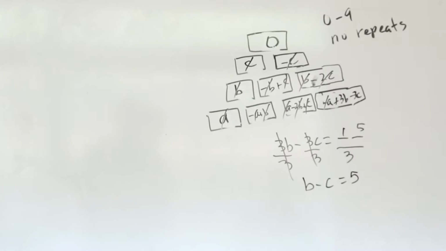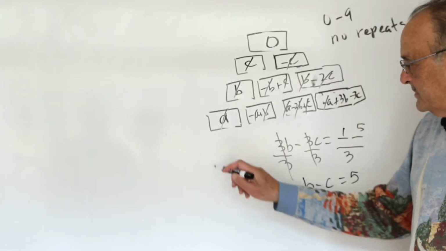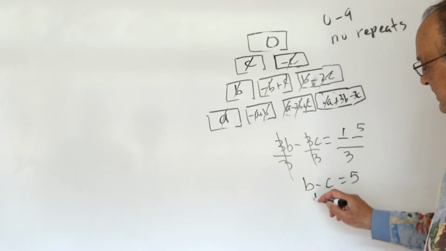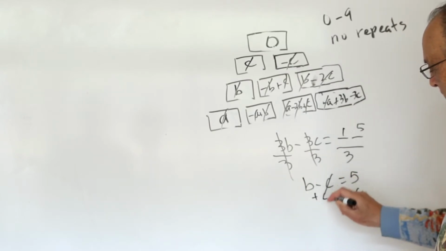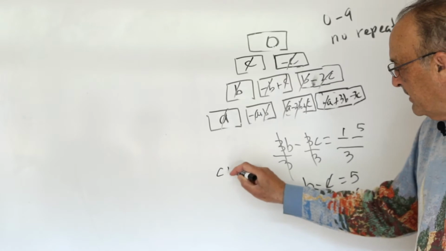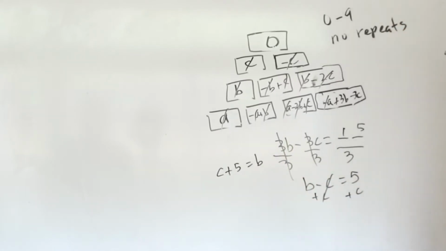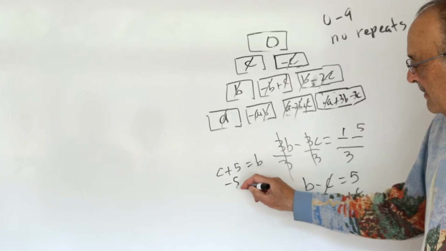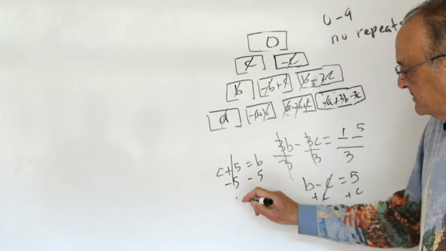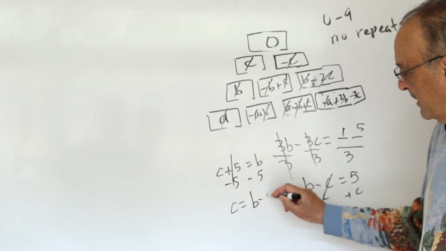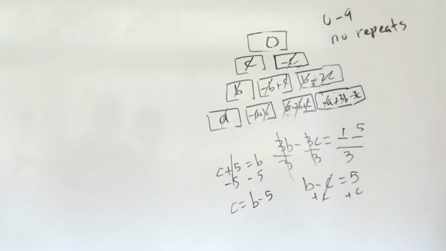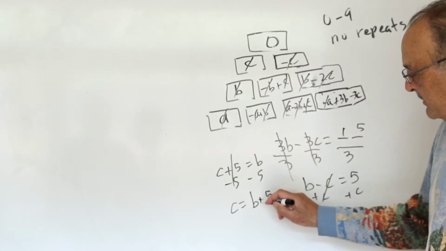So I want to continue and find what C is equal to. So if I just add C to both sides, that cancels. So C plus 5 equals B. And I can subtract 5 from both sides. That cancels. So C equals B minus 5. But if you remember on the clock, negative 5 equals positive 5. So I can change the minus 5 to plus 5.